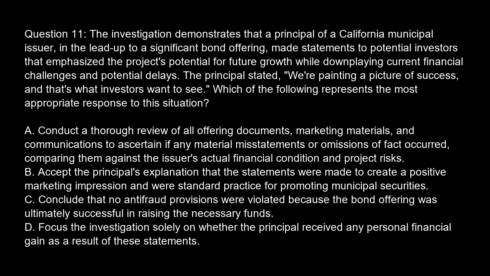Option A. Conduct a thorough review of all offering documents, marketing materials, and communications to ascertain if any material misstatements or omissions of fact occurred, comparing them against the issuer's actual financial condition and project risks. Option B. Accept the principal's explanation that the statements were made to create a positive marketing impression and were standard practice for promoting municipal securities. Option C. Conclude that no anti-fraud provisions were violated because the bond offering was ultimately successful in raising the necessary funds. Option D. Focus the investigation solely on whether the principal received any personal financial gain as a result of these statements.